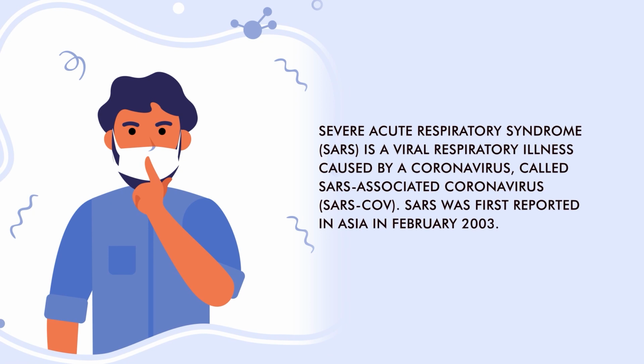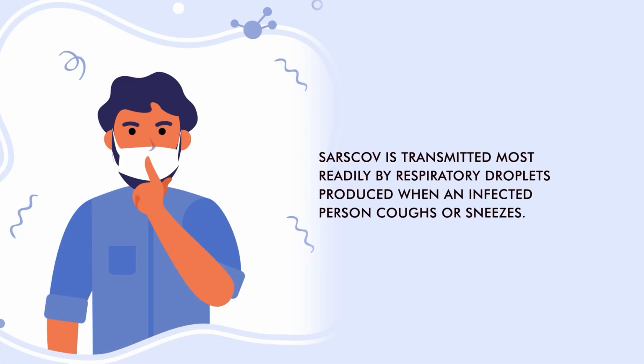So, this is a viral respiratory illness caused by the coronavirus group of viruses, and it is called the SARS-associated coronavirus. It is also referred to as SARS-CoV, and it was first reported in Asia in February 2003. After that we have had several strains of this virus coming up in society. It is transmitted most readily by respiratory droplets produced when an infected person coughs or sneezes.